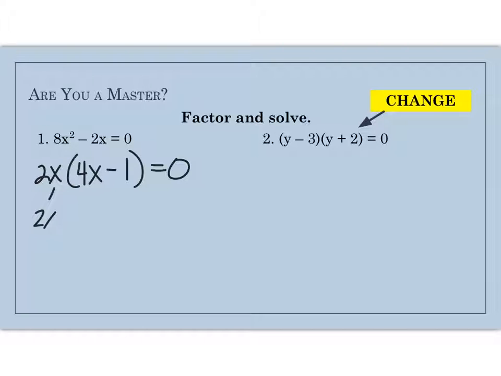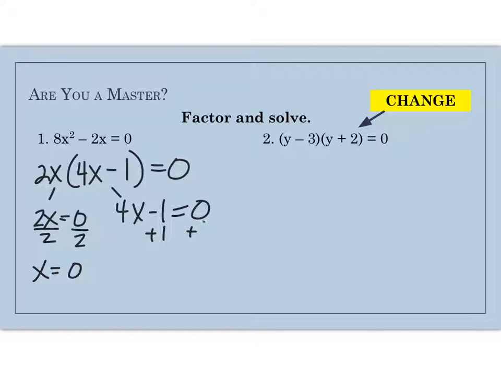Then we're going to take each term and split it up. And then solve each mini equation. So the first one, we have to divide both sides by 2, so we figure out x equals 0. The second one, make sure you add first. So we'll get 4x equals 1, and then divide both sides by 4. So either x equals 0 or x equals 1 over 4. By the way, notice for all these you have 2 answers.